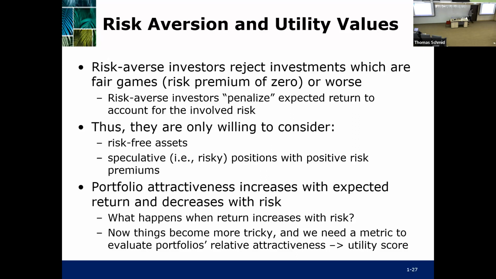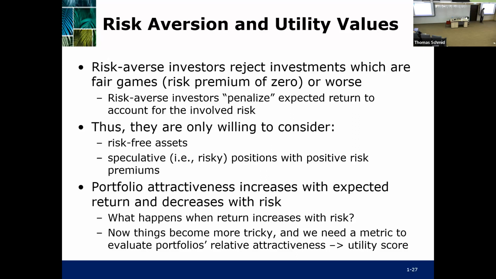So the point I want to make here now is that the risk-averse investor considers the risk-free asset and risky assets, lotteries, for example, that have a positive expected value, a positive risk premium. Okay? And I will show you some of these lotteries on the next slide. The portfolio attractiveness for this risk-averse investor actually increases with expected return. This makes sense, right? I want higher expected return. And the attractiveness decreases with risk. It also makes sense. The risk-averse investor doesn't like risk.